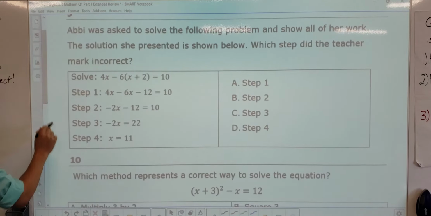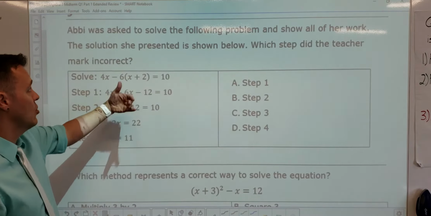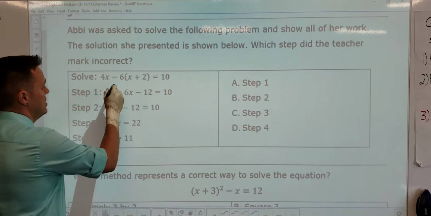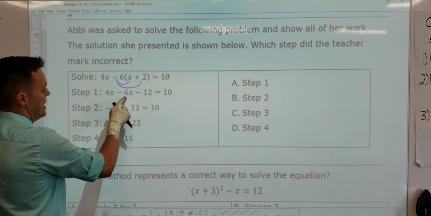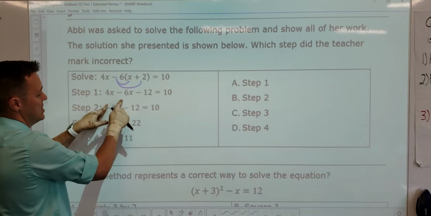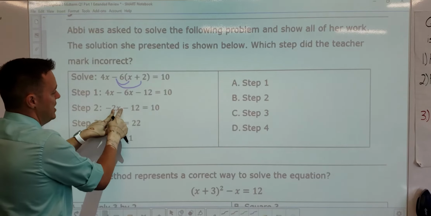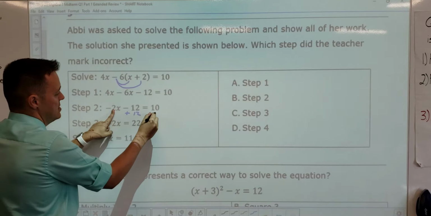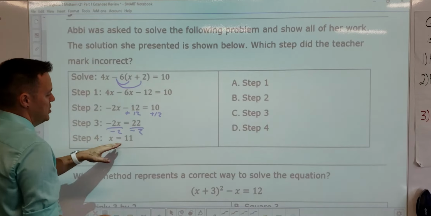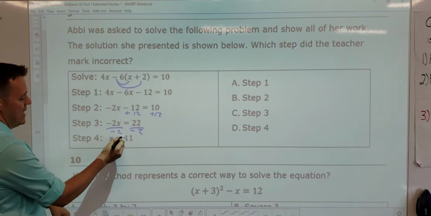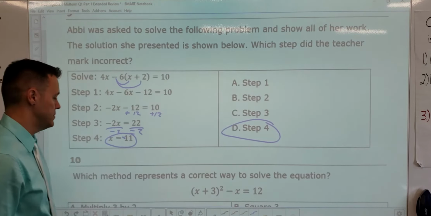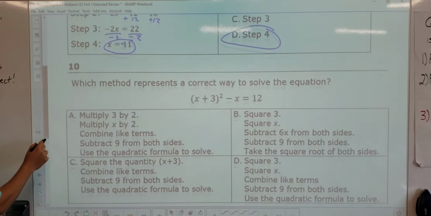It's different like that. Number 9, Abby was asked to solve the following problem and show her work. What step is incorrect? So as we go through this, make sure you guys understand distribution, right? Negative and negative, correct. Next, you would combine like terms. So 4 and -6 is -2. That's right. Then you would add 12 to both sides, and you would end up with 22. Then you would divide by -2. And when you divide by -2, ladies and gentlemen, this should be a negative. Since it is not, the step that is incorrect is step 4. Follow through with your procedures.